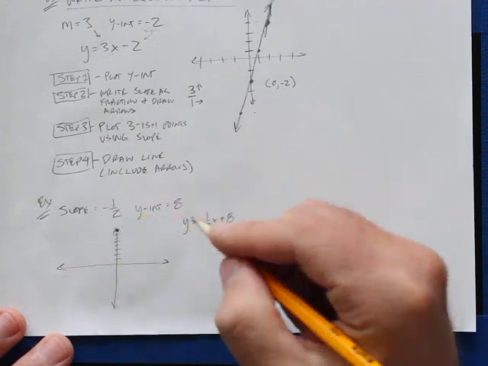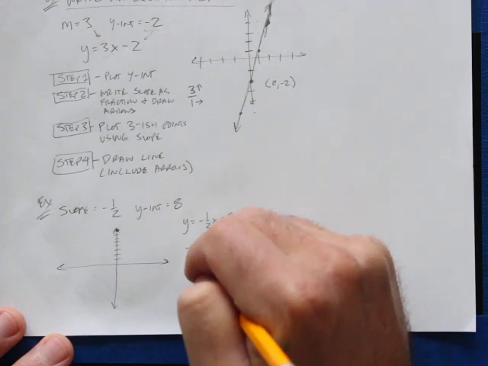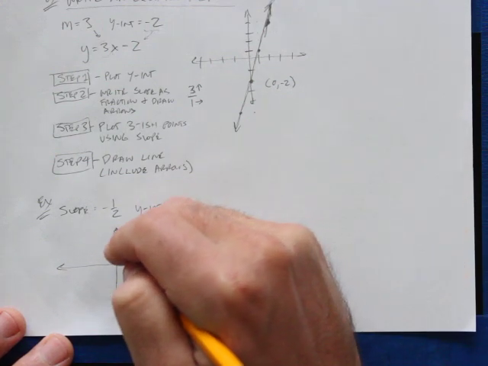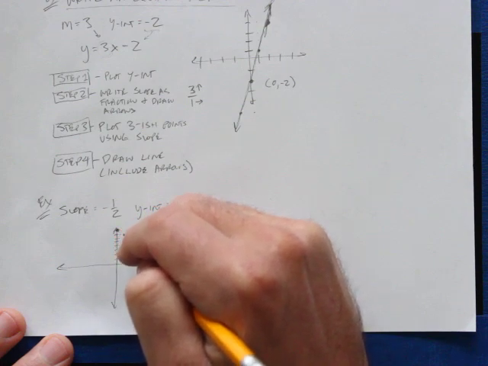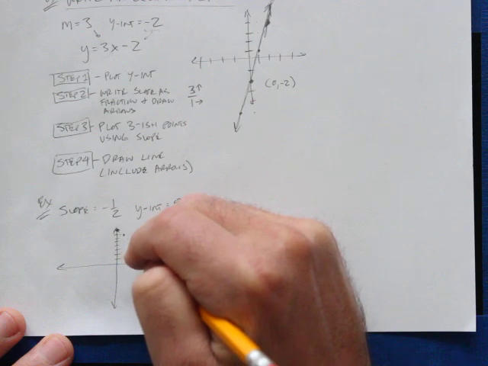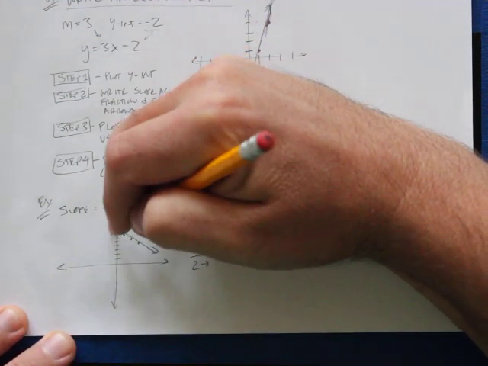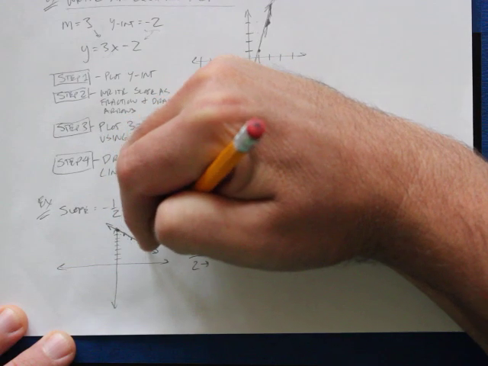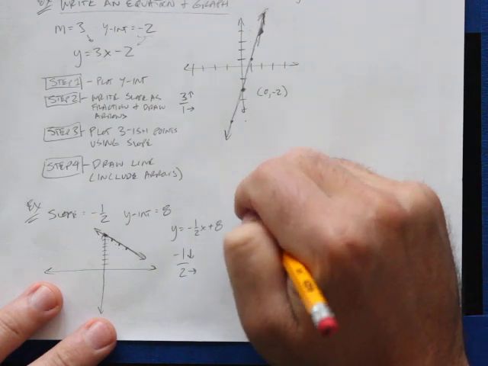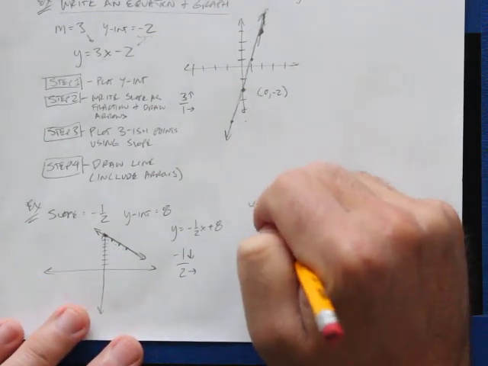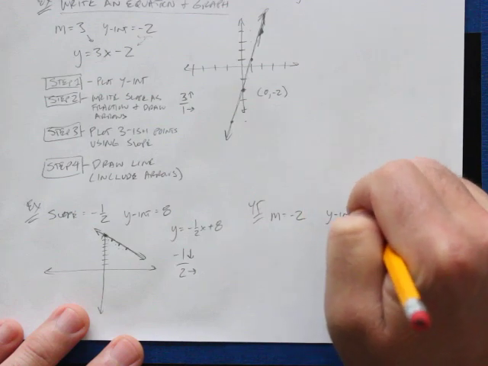And then I'm going to draw my arrows, down 1, to the right 2, down 1, to the right 2, and so on. There we go. Here's my line. Arrows. And that's it. All right, you try. My slope is -2. Y-intercept is 4.